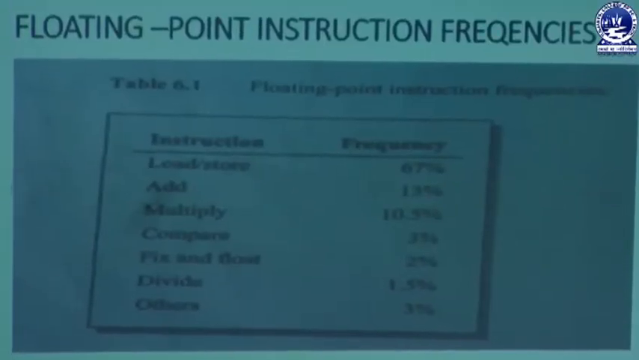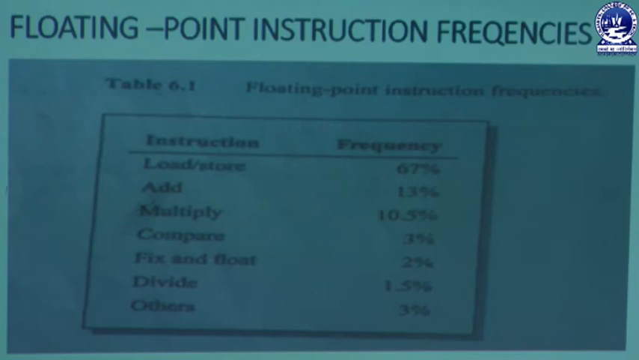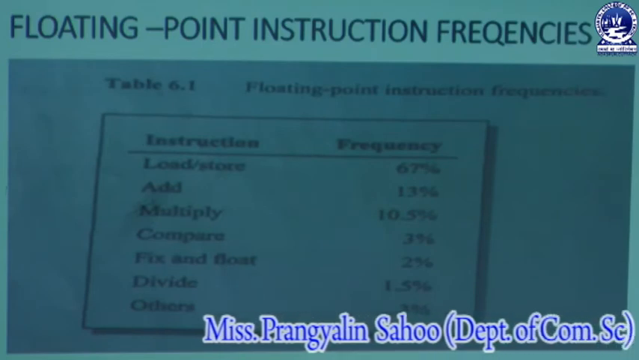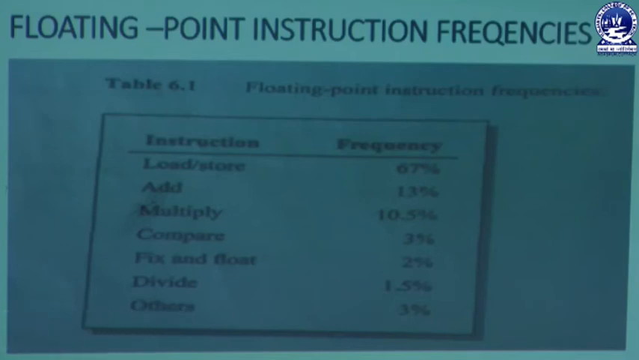When we use the load and store instruction, here the frequency value is 67%. And when we use the add, in this case that provides 13% frequency. And when we use the multiply instruction, in this case that occupies 10.5%. And after that, when we use any type of comparison by using 2 operands, here that is used 3%. And after that, another type of instruction is used for converting data from floating to integer at the time of data transfer from coprocessor to ARM processor.